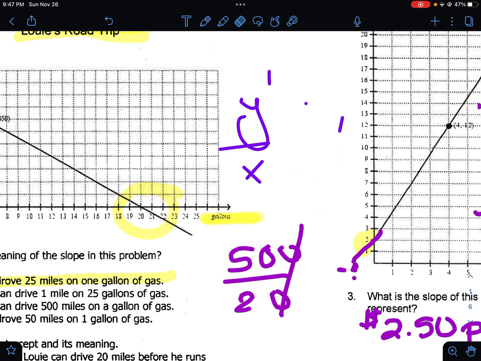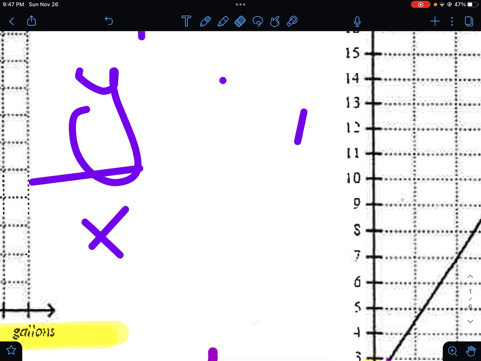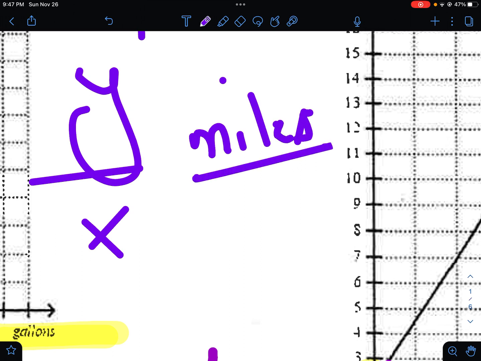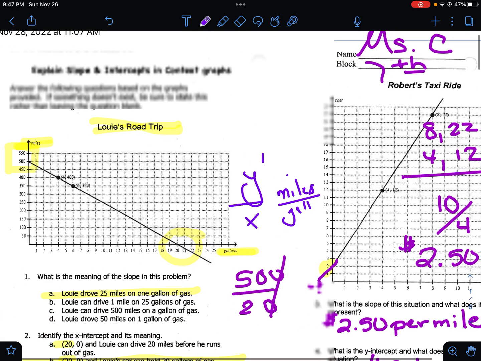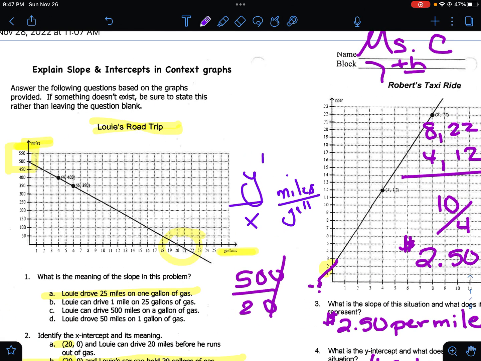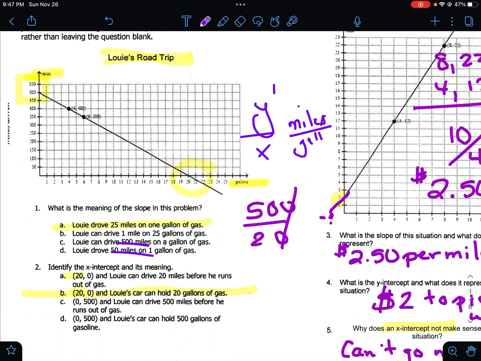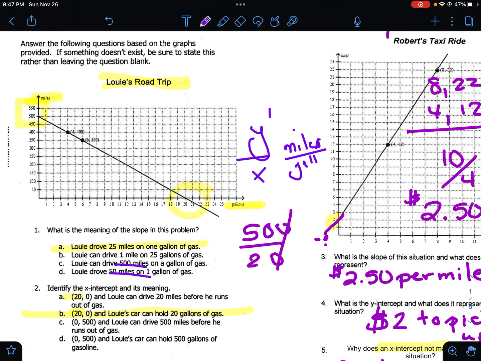So see if I can make that show up a little bit better. Per gallon. So that's what I'm looking for down below: 25 miles on 1 gallon. So that was the answer. Clearly the 500 and the 50 don't make sense, because we already said it was 50 and 2, not 50 and 1. So you have some clearly bad answers here, so you know you can cross them off.